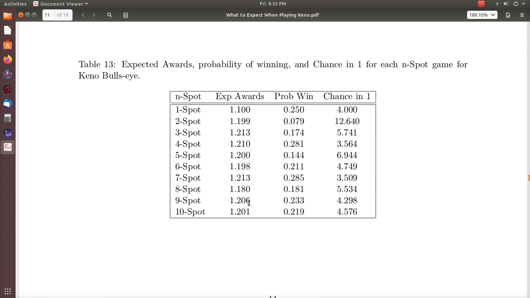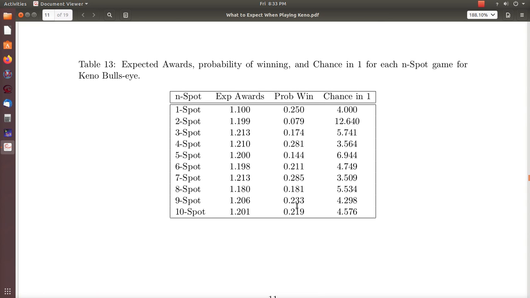Now, the variance associated with these awards in Keno Bullseye is larger than Keno multiplier. So that means on any one game, you could win big. You could win much bigger than if you just were to play Keno multiplier. And so that's kind of enticing right there. But if you have a long-term strategy of playing lots of games over months or years, there's no statistical advantage on which game you pick.